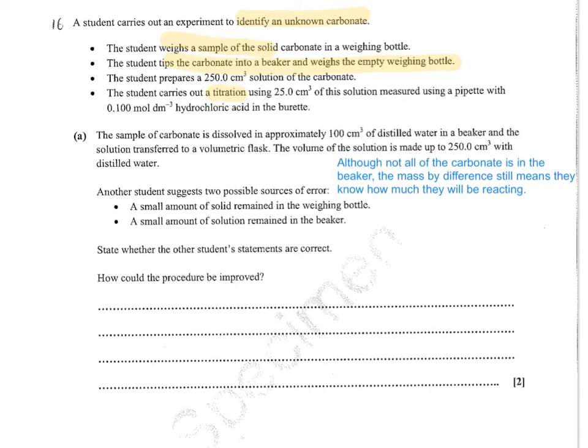Because it says down here, another student suggests 2 possible sources of error, and he or she said that a small amount of solid remains in the weighing bottle. True, but it doesn't matter, because so long as you know how much solid you're reacting, you're not losing any reacting moles, so you can keep track of your reacting moles and work out your concentration at the end, or whatever the outcome you're trying to get, in this case identifying an unknown carbonate.